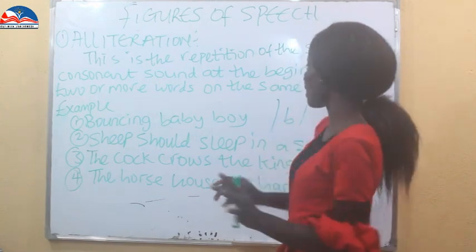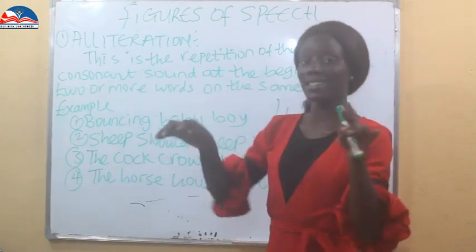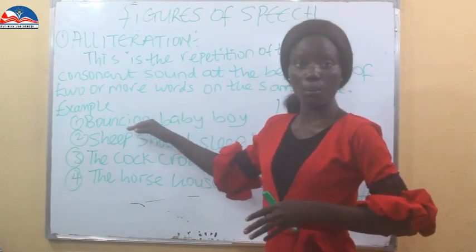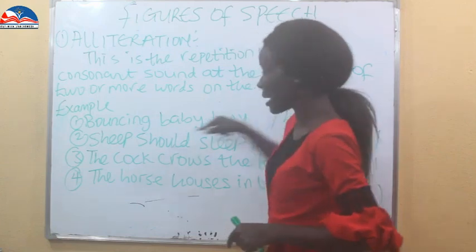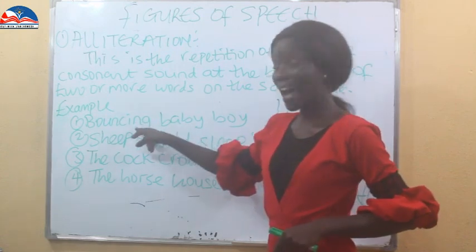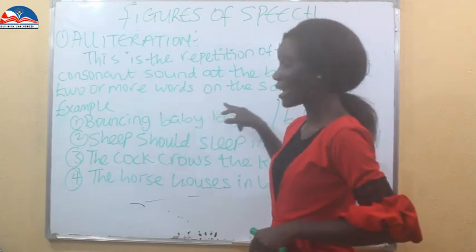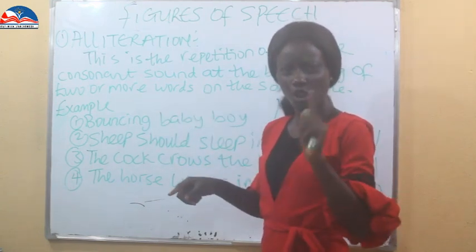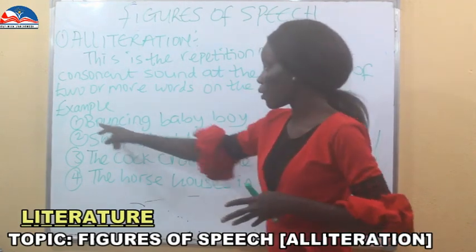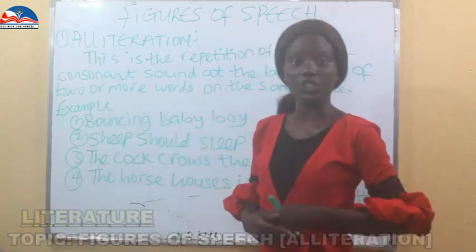The same consonant sound beginning at the beginning of two or more words on the same line, the same sentence. Bouncing baby boy. They are all words. So now we're having bouncing, baby, and boy. We're having repetition of consonant sound. And which consonant sound is that? Consonant B. So now, bouncing, baby, boy. B, B, B. This is called alliteration.